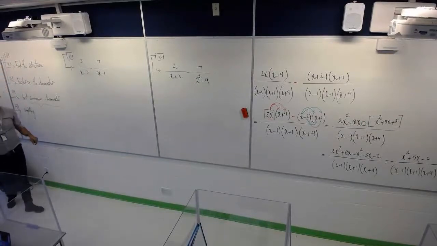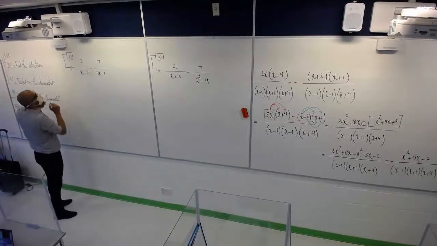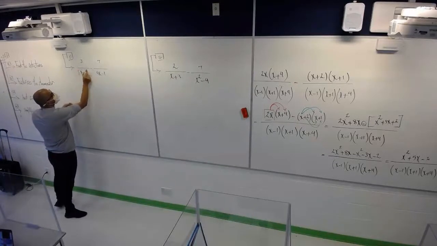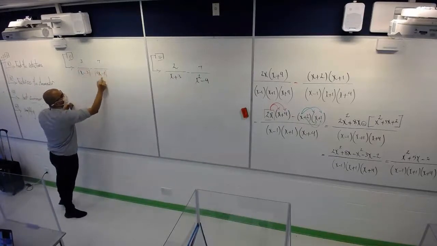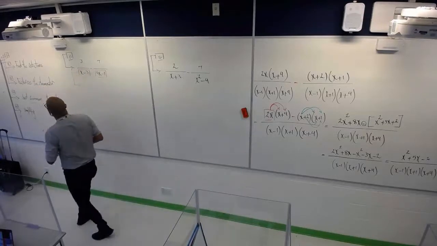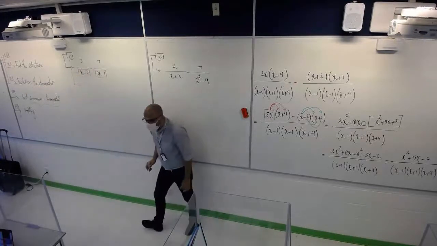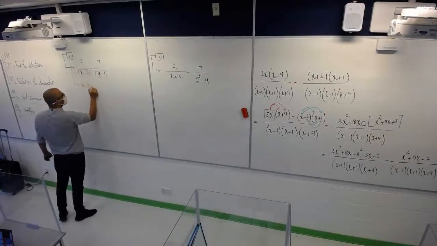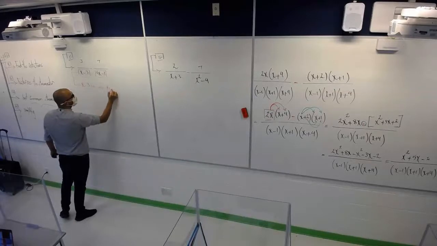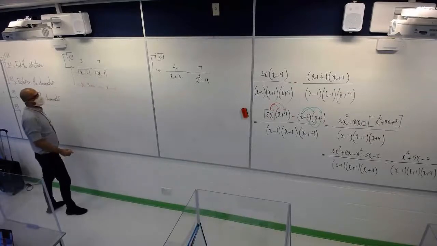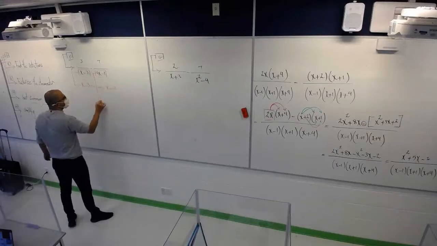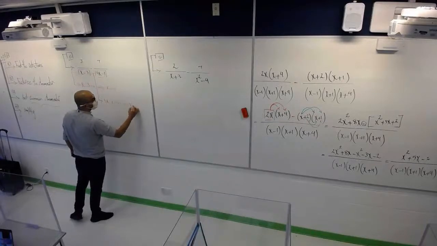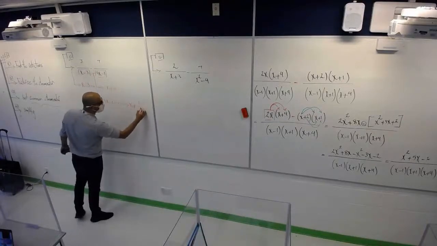Okay, for the first one. I'm going to do the first one because this one seems a little bit hardy. Step number 1, what is the restriction? x minus 3 equals 0, then it gives you x equal to 3. That's the first restriction. The second restriction is this: 5x minus 1 equals 0 means that x should not be 1 over 5.